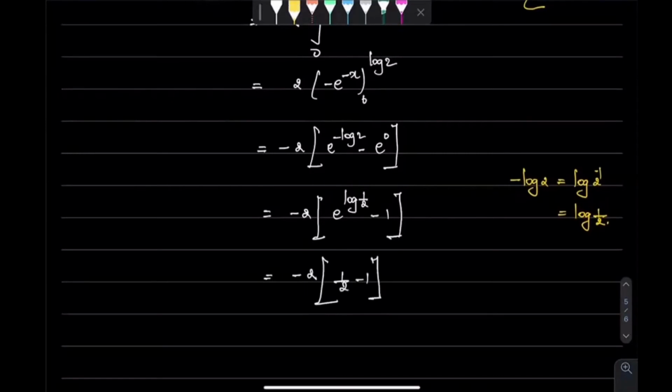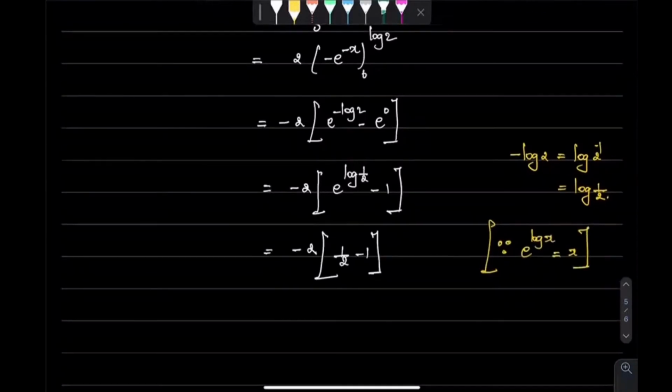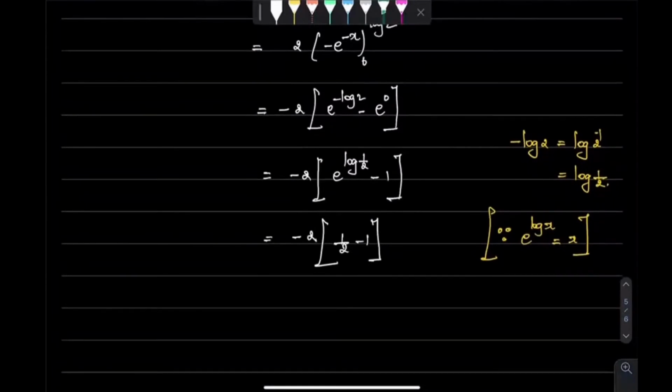Again, I'll give you the reason here. So here the reason is what? Since e power log x is actually x, whatever I have there, I'm getting it as such. Okay. So the final answer is going to be what then? So I'll get minus 1 plus 2. So the answer is 1. That's it.